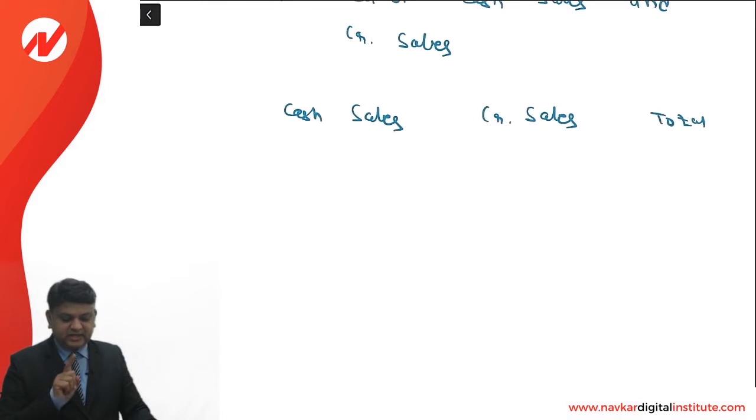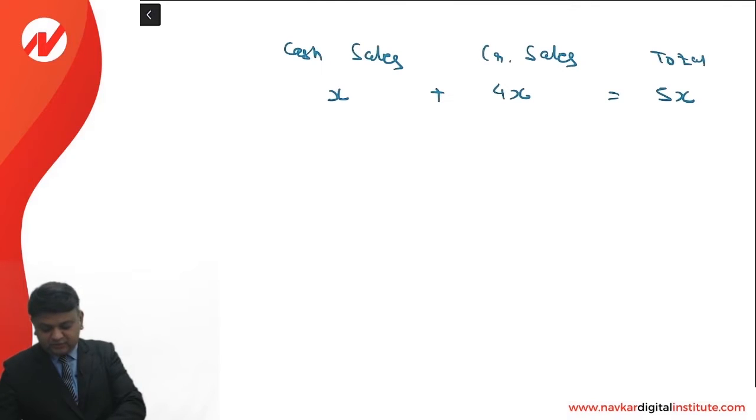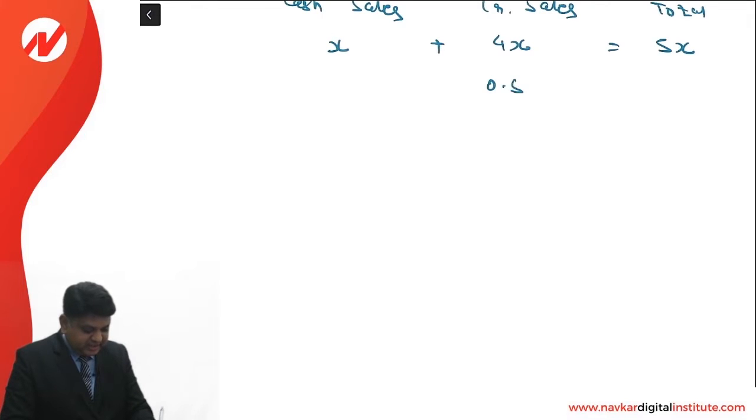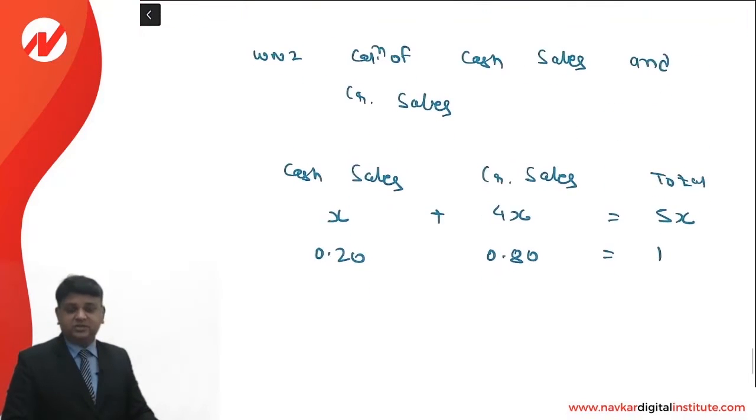It has been given that the credit sales are expected to be 4 times of the value of the direct sales to the public. So if this is X, then this is 4X and total of both of them is 5X. So use a calculator. 4 upon 5, that comes to 80%. In short, 80% of the sales is on credit and 20% is on cash. That is the way the information is given to us. So whatever the sales value which we have been given in the question will be split into 2 parts, cash and credit.